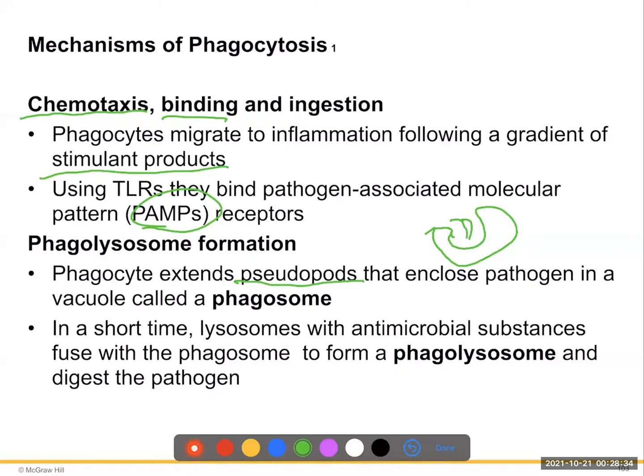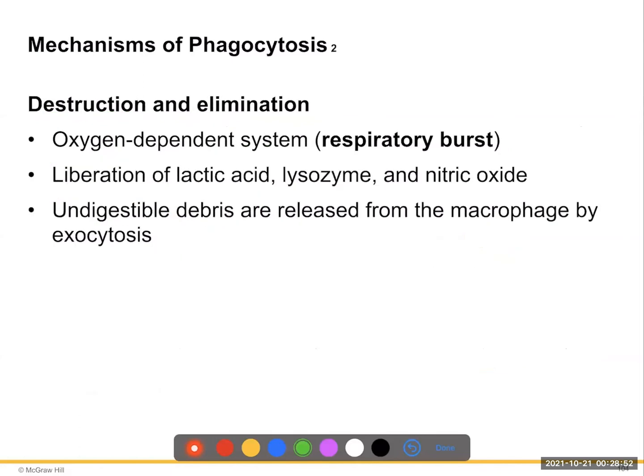So phagocytes extend pseudopods and enclose pathogens in a vacuole called a phagosome. In a short time, the lysosomes with antimicrobial substances fuse with the phagosome to form a phagolysosome. Okay, so this is your phagocyte and a lysosome fuse, so you get digestive enzymes, and that digests the pathogen. And we'll show you a picture of that too in a second here. So we get destruction and elimination of the invading microbe.